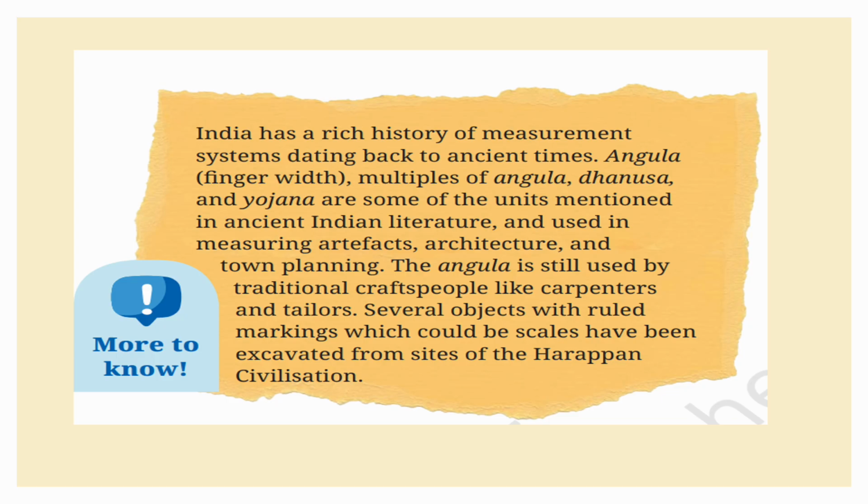India has a rich history of measurement systems dating back to ancient times. Angula, finger width, multiples of angula, dhanusa, and yojana are some of the units mentioned in ancient Indian literature and used in measuring artifacts, architecture, and town planning. So, in ancient India, different types of measurements were used. Angula means finger width. Then multiples of angula, dhanusa, yojana. These are some examples.